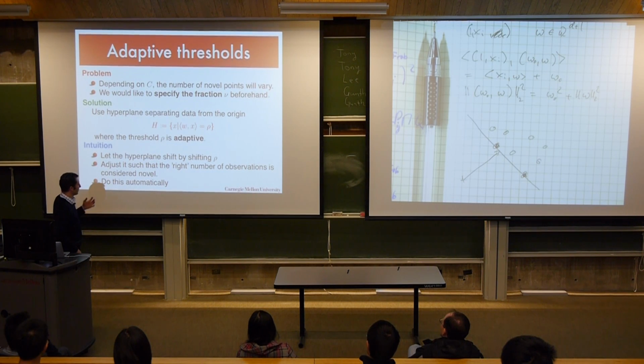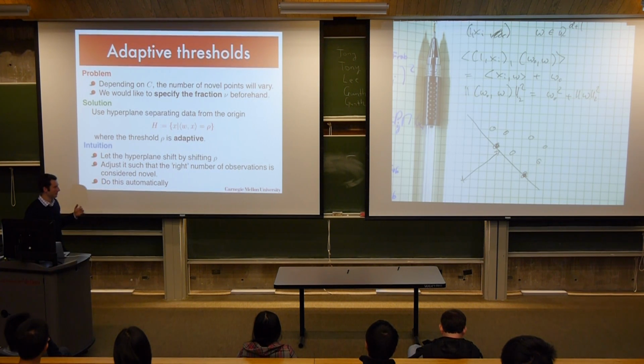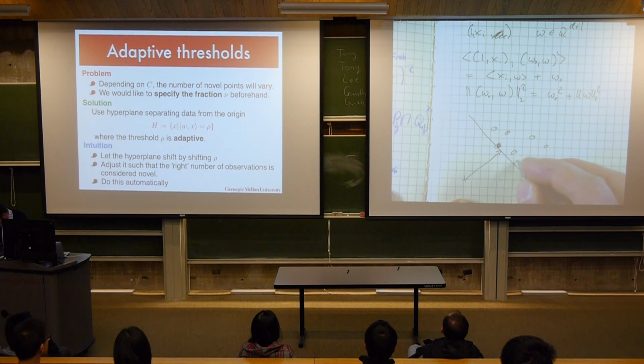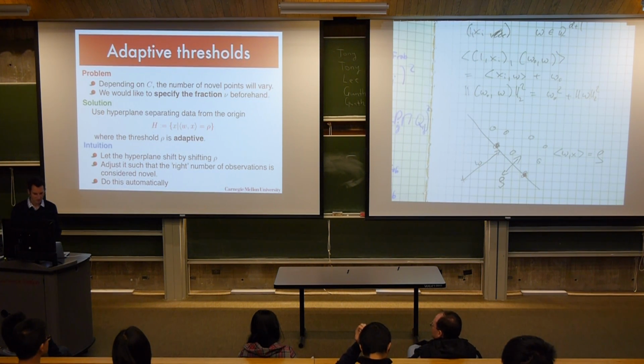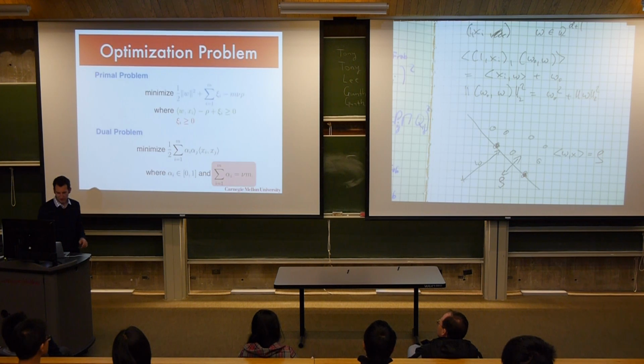If I make rho larger, well, it'll consider more observations as novel. If I make rho smaller, it'll consider more of them as typical. Okay, so does that sort of make sense, right? So here is what we can do by adjusting rho. That's what we have: w.x equals rho. And here's how you get it.